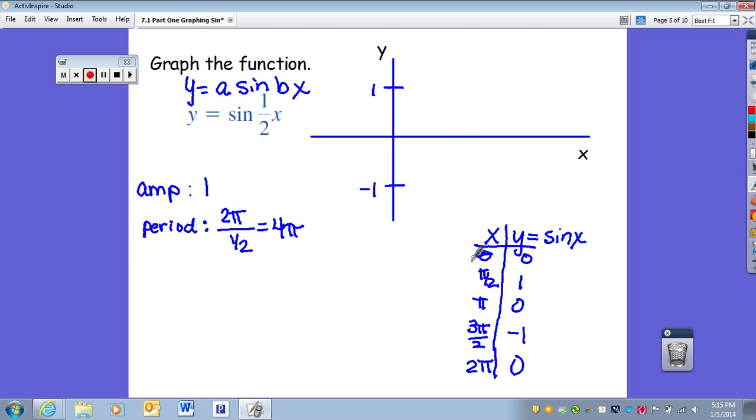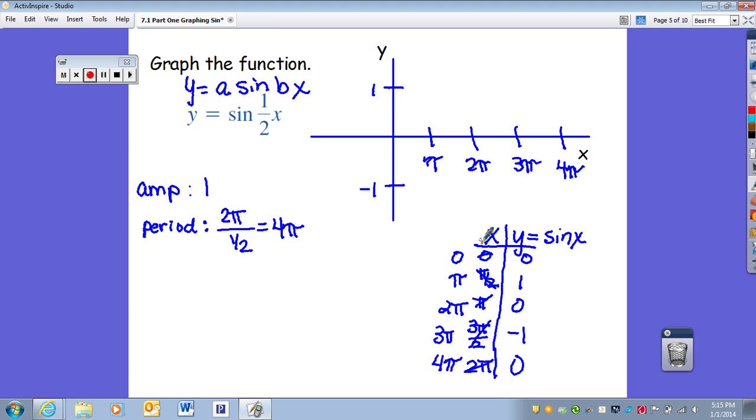So when we multiply 0 by 2, that's still going to be 0. Pi over 2 times 2 is going to be pi. Pi times 2 will be 2 pi. 3 pi over 2 times 2 will be 3 pi. And then 2 pi times 2 is going to be 4 pi. So basically we have stretched our function. So we simply change our values. We have 0, pi, 2 pi, 3 pi, and 4 pi.